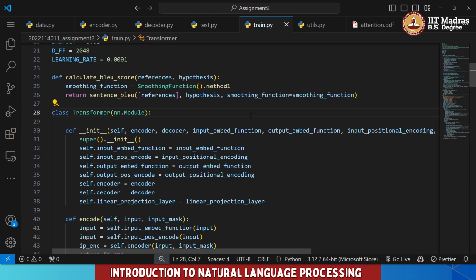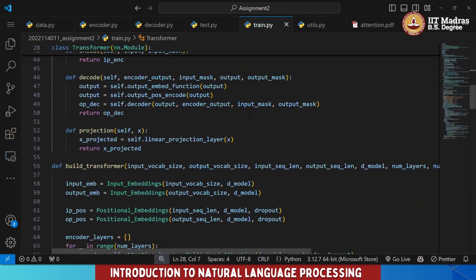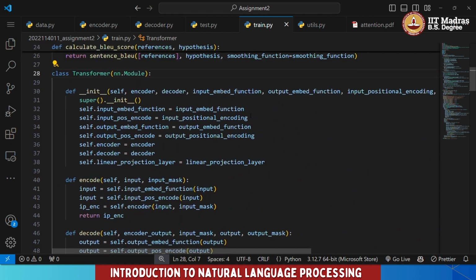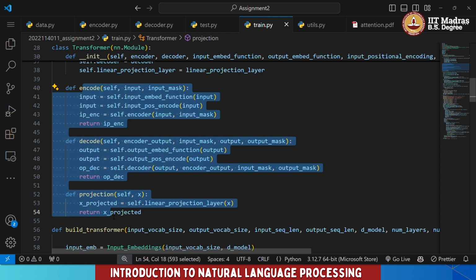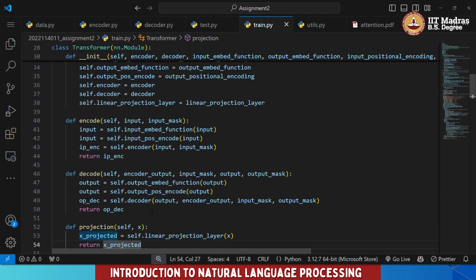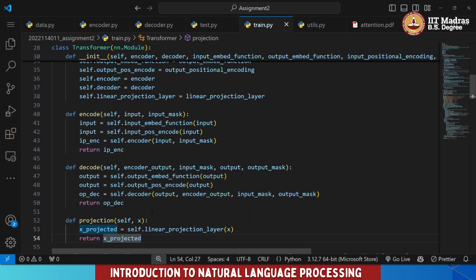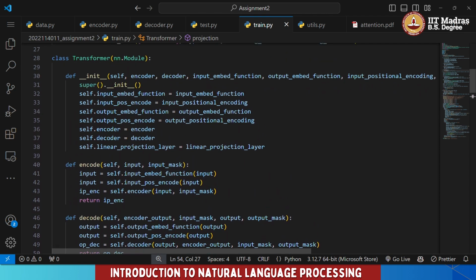So coming to the transformer module, we'll go through each and every function line by line. We'll just define three functions, which are encode, decode, and projection. There won't be any forward function because we'll just call these separately. I'll show you in the training loop how we'll go about that. Coming to the encode function first, we'll do the input embedding: whatever input we get, we embed it with the input embedding function. Then we'll add the positional encoding, and then we'll encode that.